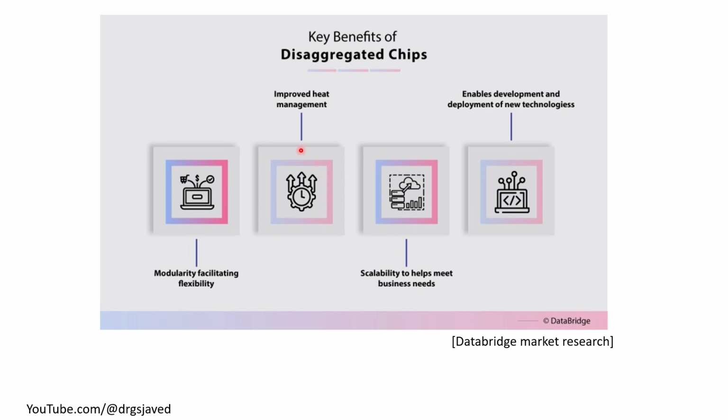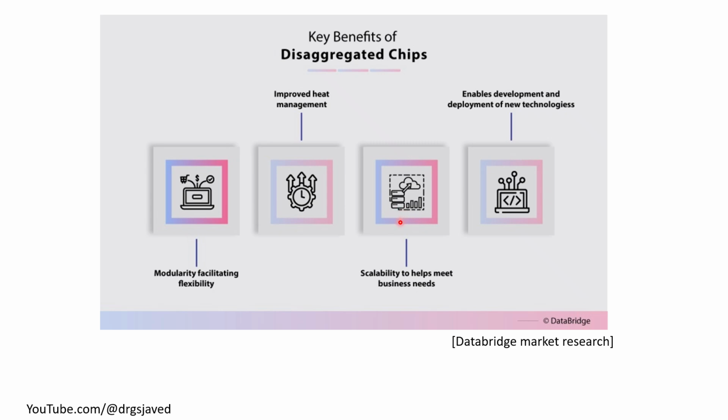So what are the key benefits of disaggregated chips? Modularity, facilitating flexibility. These were the two challenges that we had mentioned, that they are not modular and it is not flexible. This definitely works out. And since they are disaggregated and have smaller die sizes, they have improved heat management solutions.